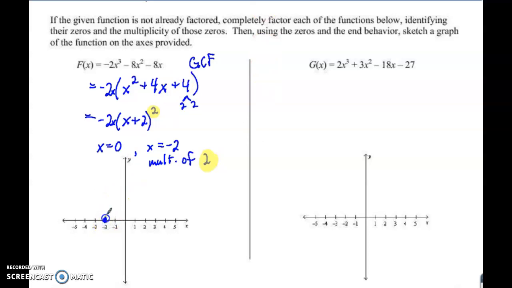So as I jot down my zeros, maybe I should start with the end behavior. We have a negative leading coefficient. So with a negative leading coefficient, that's my clue that my end behavior has to go up and to the left and down and to the right. And having a multiplicity of 2 at x equals -2 tells me it has to bounce off the x-axis there. And then it has to cross at x equals 0.